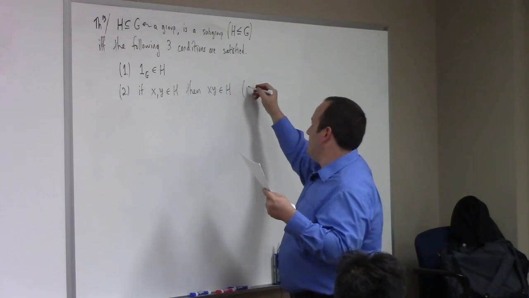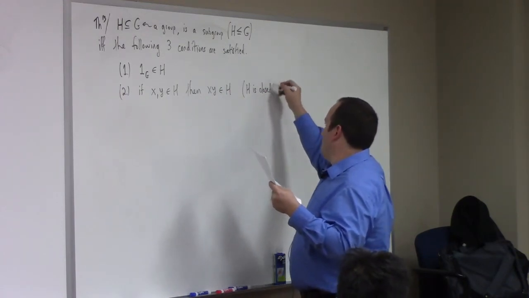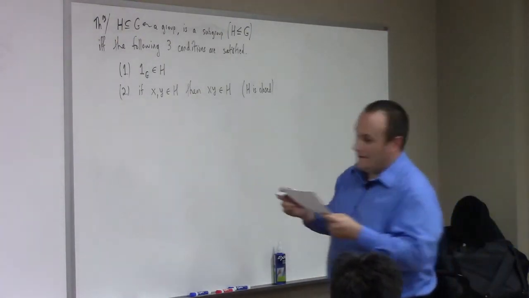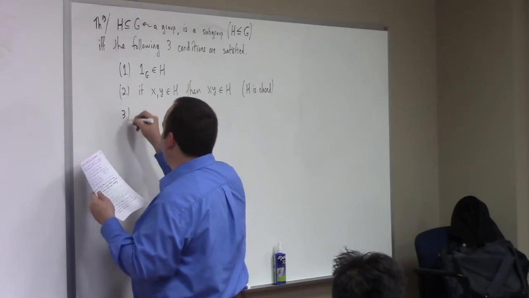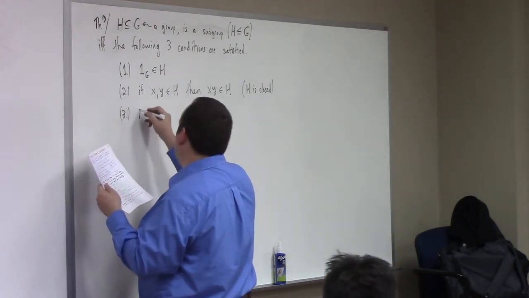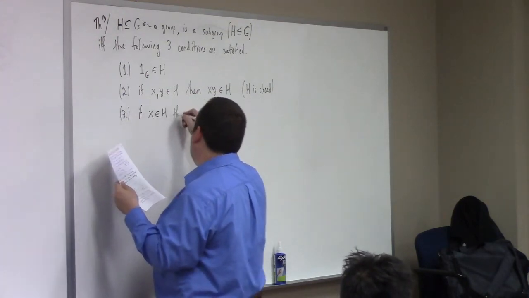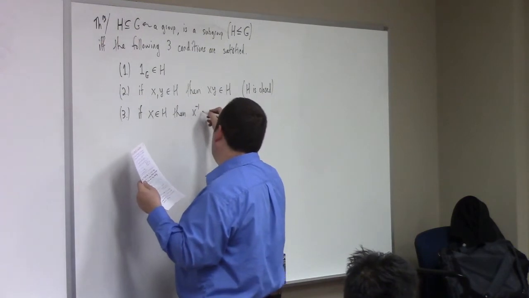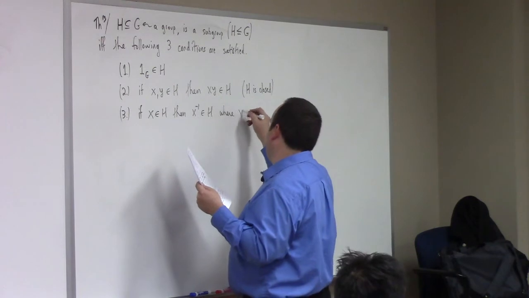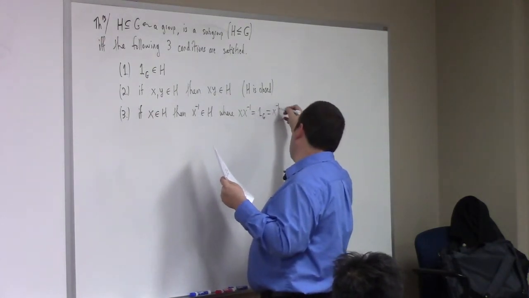So we say that H is closed. Not to be confused with the topological sense of closed, although that confusion is fairly unlikely for most students in here. Three, if x is an element of H, then x inverse is an element of H, where x x inverse equals 1_G equals x inverse x.